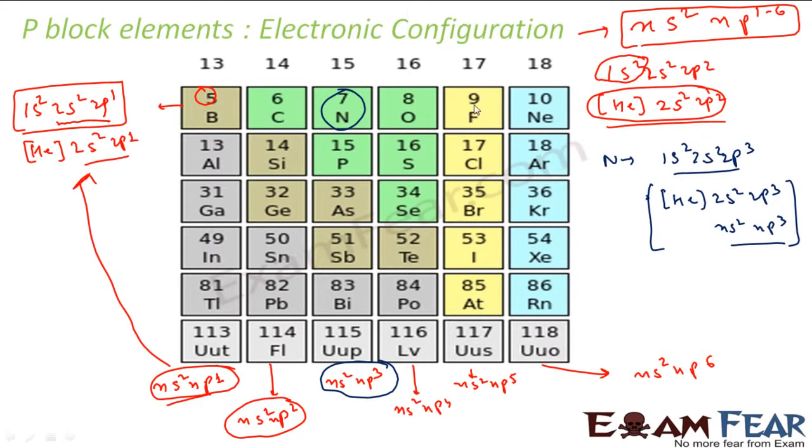Similarly, for oxygen, the atomic number is 8, so it will be 1s2, 2s2, 2p4. So here also, ns2 np4 is the general trend. Similarly, you can write for fluorine and neon. So the general electronic configuration is ns2 np1 to 6, but the trend is ns2 np1, ns2 np2, np3, np4, np5 and np6.